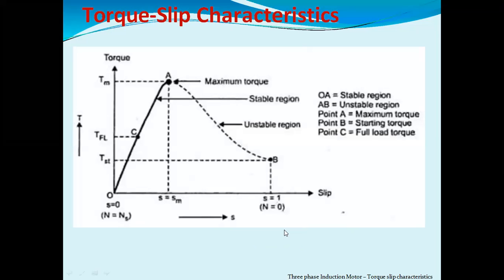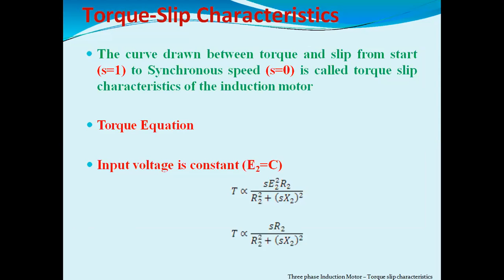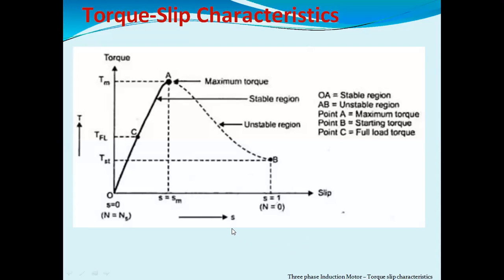So here, what we are saying is that we are now supposed to study about the torque slip characteristics. We are getting the torque equation. How are we getting it? We are saying torque is directly proportional to S. But if you see here, we are having the S value in the denominator also. It means it will be inversely proportional to the value of torque. That's why we are supposed to study about the torque and slip characteristics.